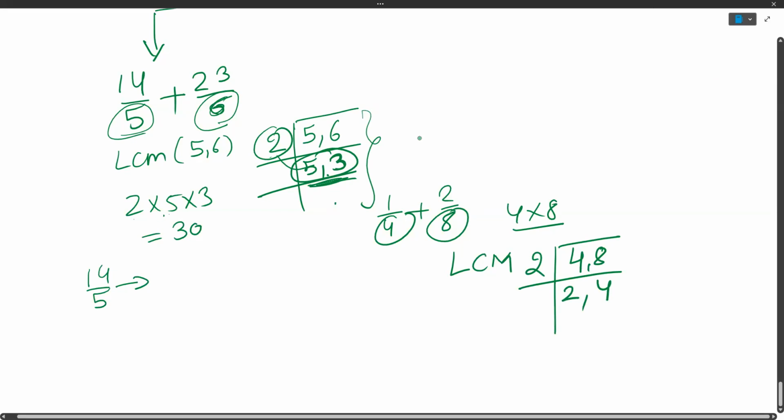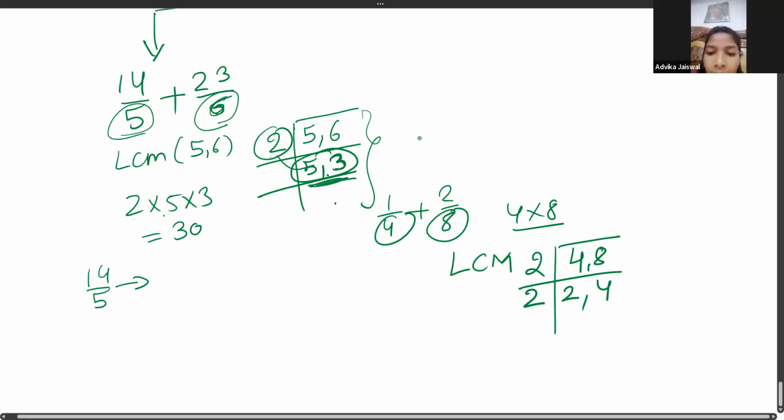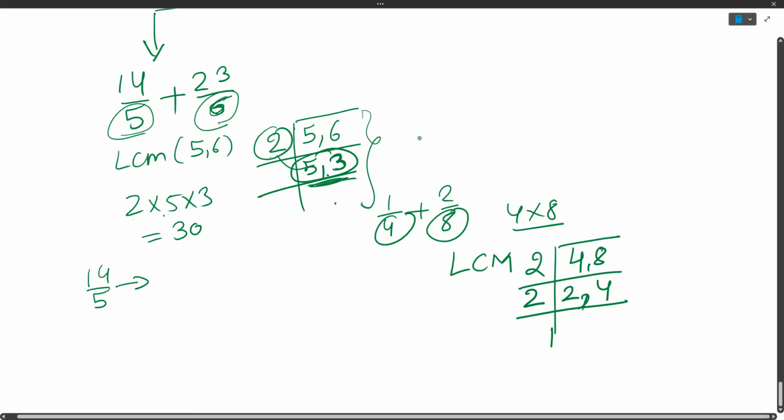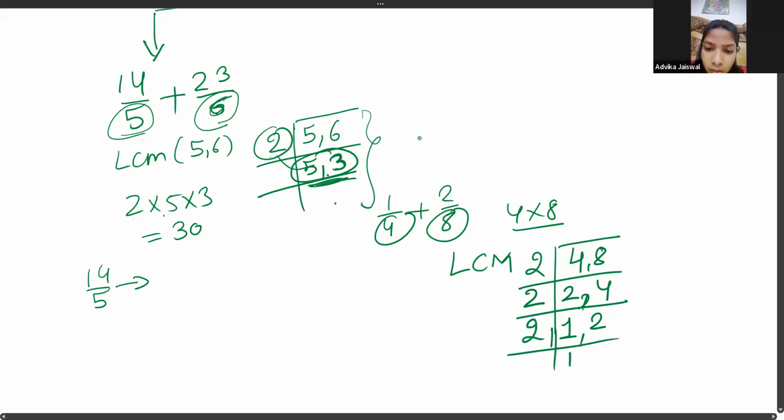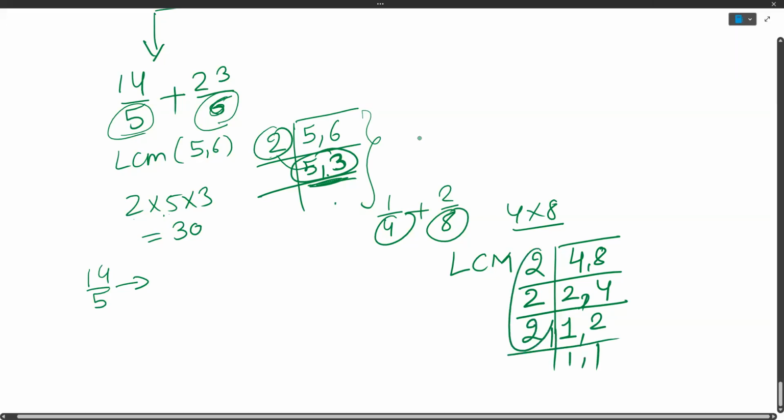Yes. Now? And in 2 table, 2 goes in 1 time and 4 goes in 2 times. Okay. So, again with 2, it will go 1, 1. So, now multiply all these numbers. 2 into 2 into 2, that is 8. So your answer is LCM would be 8. Understood?